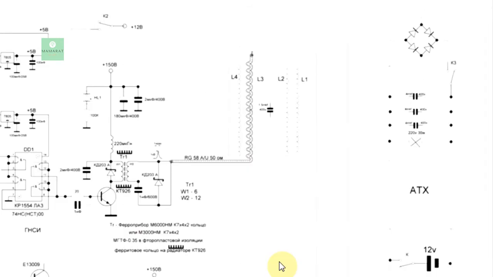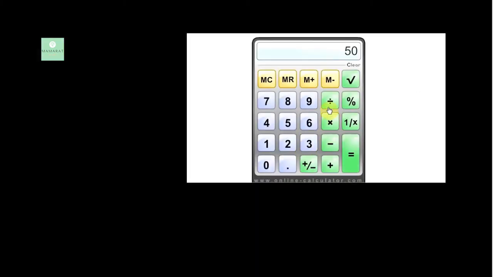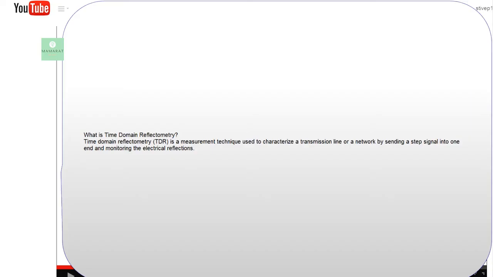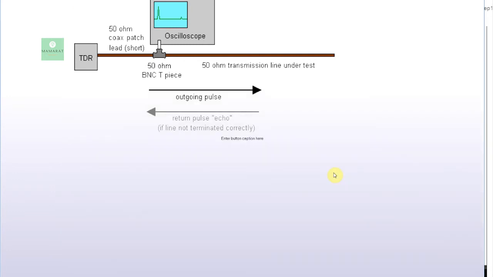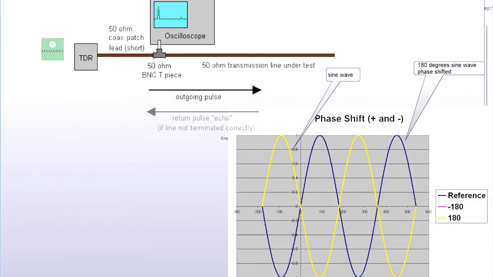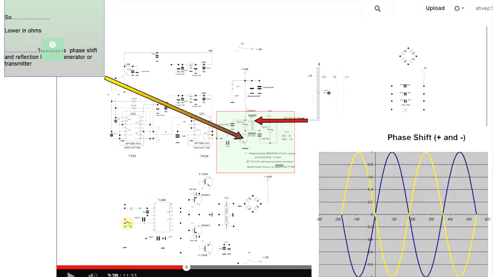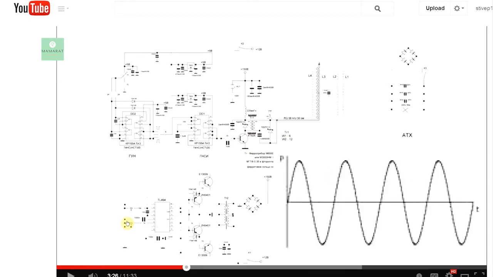And that is, you know that 50 divided by 49 is a 1.1 or whatever is the standing wave ratio. And then you can calculate exactly how much reflection you're going to get. And something else. A time domain reflectometer will tell you this. Any amount of resistance smaller than 50 ohms on a 50 ohm cable is going to give you 180 degrees of phase shift on reflection. So lower in ohms, 180 degrees of phase shift. Higher in ohms, no phase shift, but still reflection.